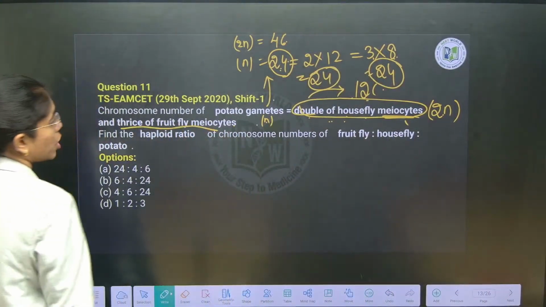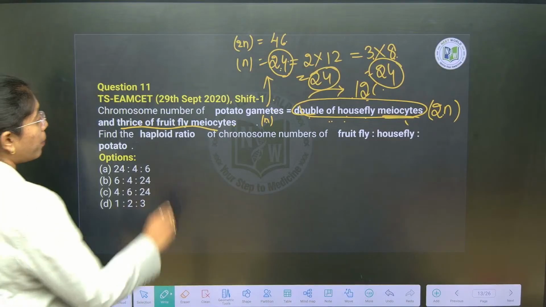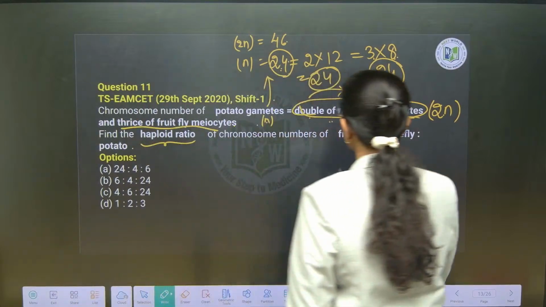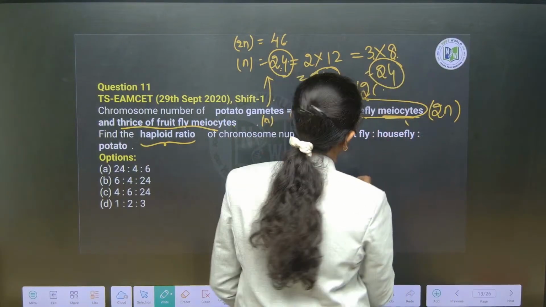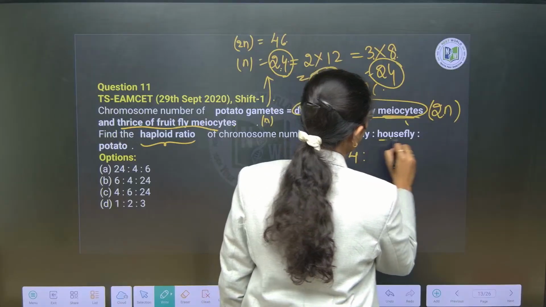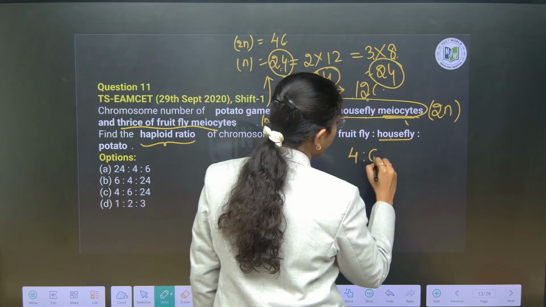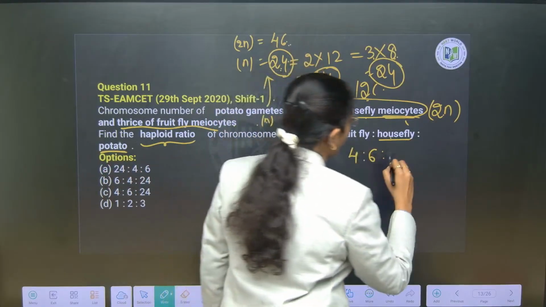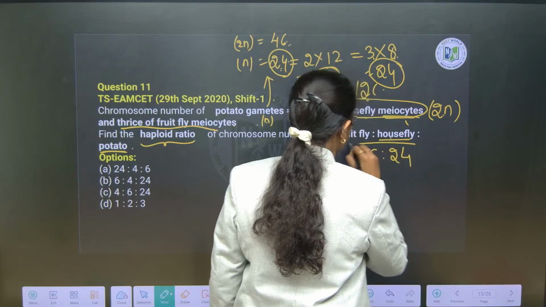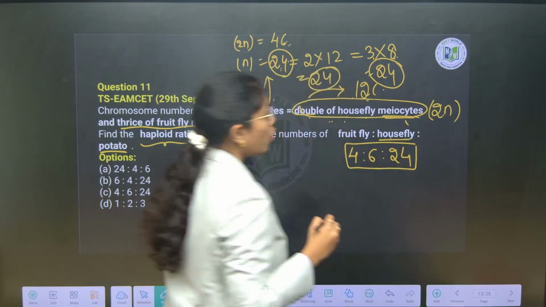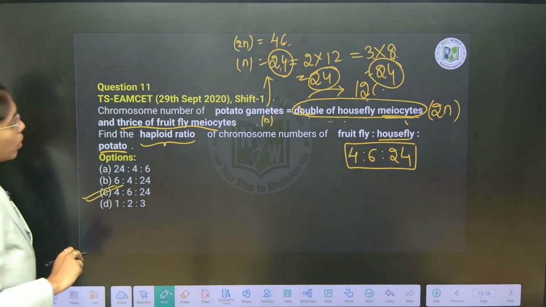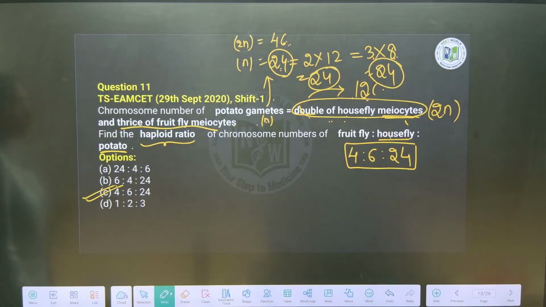Here you see, find the haploid ratio of chromosome numbers. Fruit fly diploid is 8, haploid will be 4. Housefly diploid is 12, haploid will be 6. Potato diploid is 46, haploid is 24. So 4 is to 6 is to 24, which is option C. Option C is the right answer. Clear till here? Any doubt anywhere?